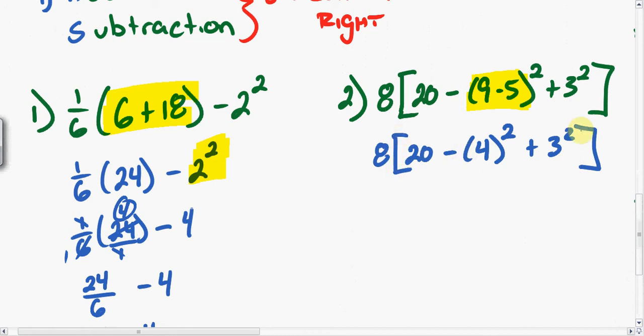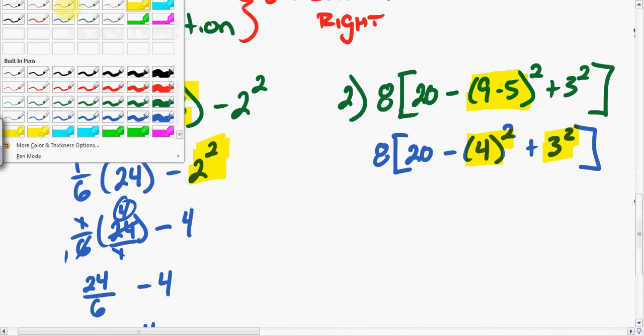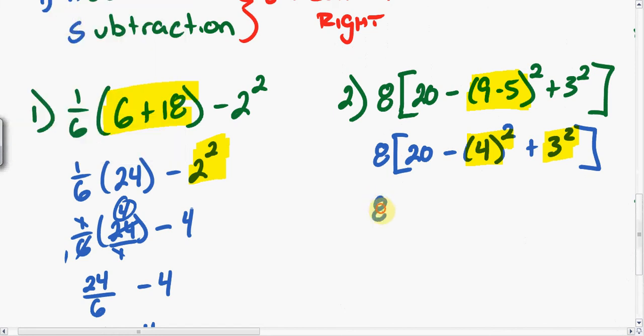So once you get into your outermost parentheses, your order of operations starts over. So we've already done the parentheses. All right, now we want to look to see if we have exponents, and we do. We have 2 sets of exponents. We've got 4 squared, and we have 3 squared. So we're going to evaluate both of those. So I've got 8 times the quantity 20 minus 4 squared, which is 16, plus 3 squared, which is 9.